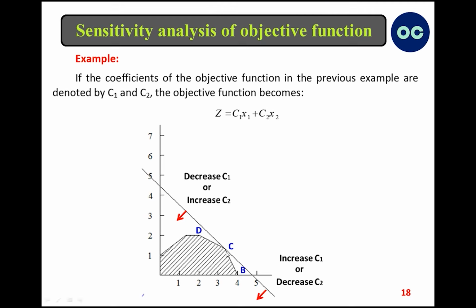Conversely, a decrease in C1 or an increase in C2 causes Z to move counterclockwise. Therefore, point C remains optimal until the slope of the objective function Z lies between the slope of constraint 1 and constraint 2.